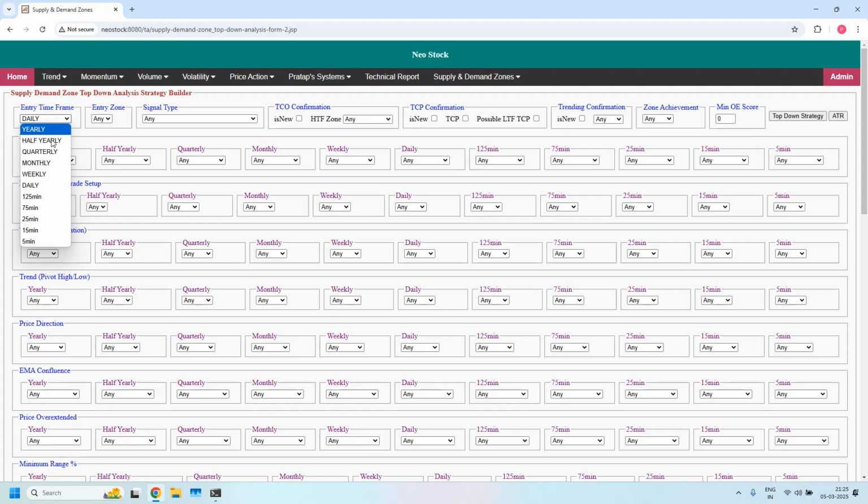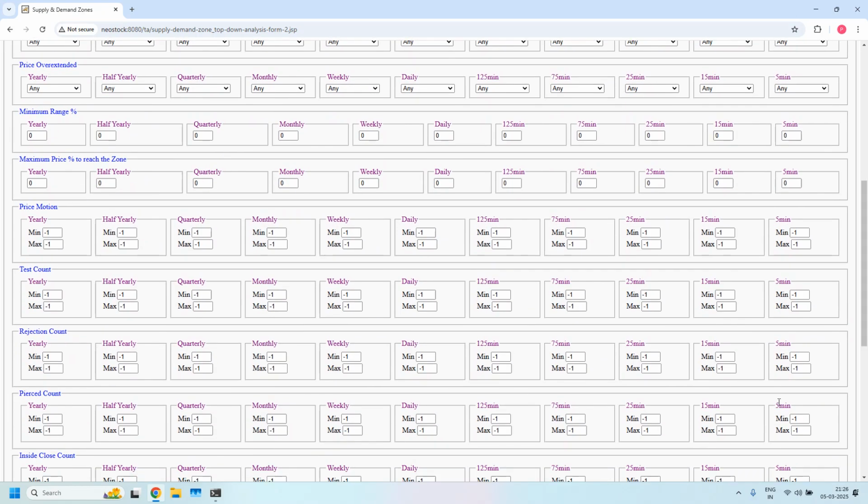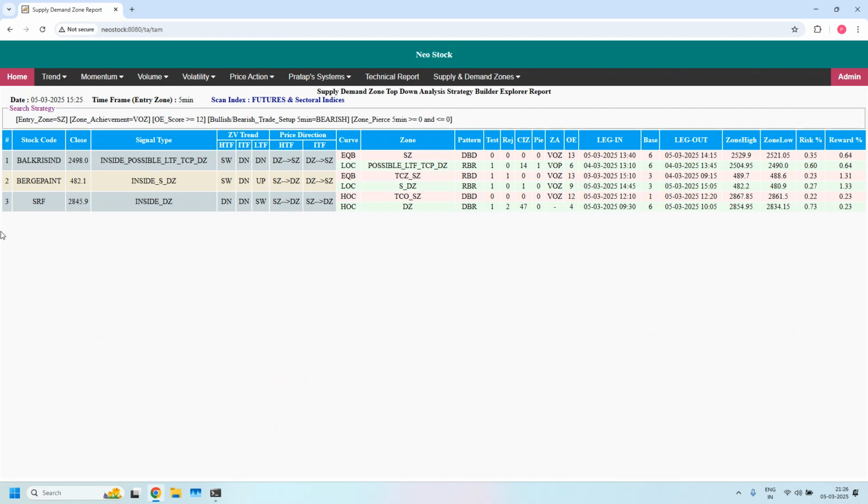Next, bearish trade setup for hourly income trade. Entry time frame 5 minutes, entry zone, supply zone. Bullish or bearish trade setup, bearish. I am selecting zone achievement VOZ, minimum order enhancer score 12. And in the pierced count at 5 minutes time frame, minimum value 0, maximum value 0. With these filters, we got only 3 stocks. Bearish trade setup for hourly income trade.